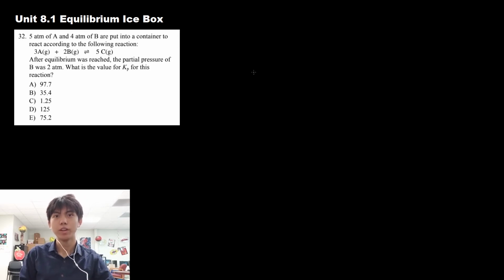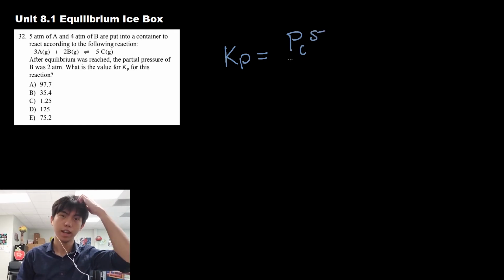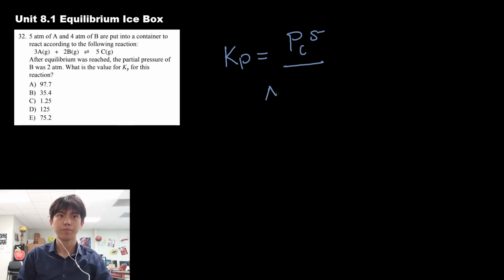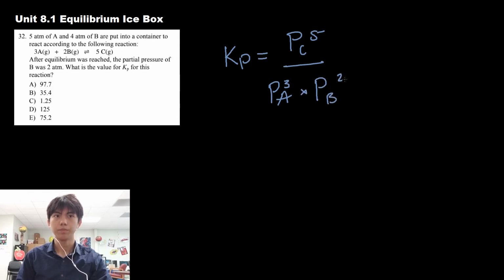Okay, to begin with, what is Kp in this overall problem? Kp is basically the partial pressure of the product, which is C here. And since it has a coefficient of 5, you raise it to the 5th power, and then you divide this by the partial pressure of the reactants. Since A has 3, this is to the 3rd, and these are multiplied, by the way. And B is raised to the 2nd. So this is basically your Kp.